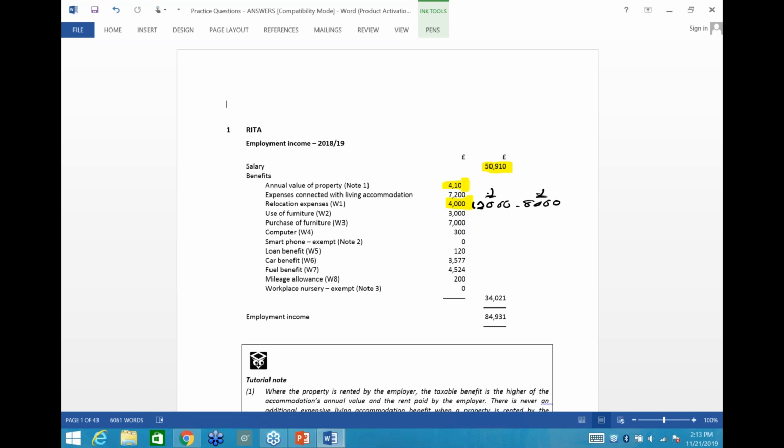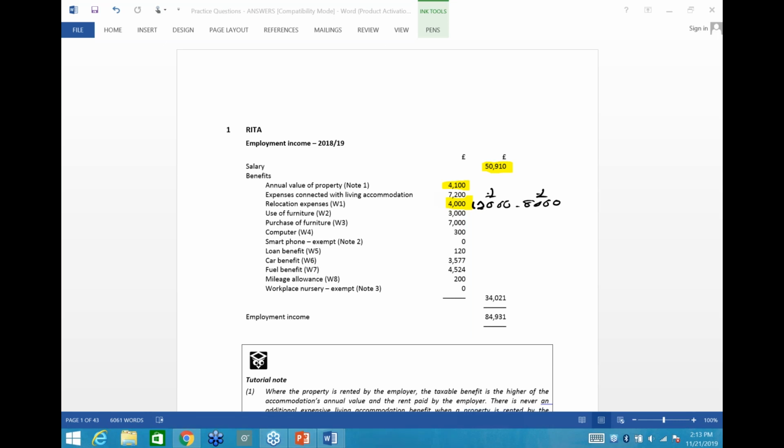So if accommodation is provided to an employee, first of all, check whether the house is owned by the employer or not. If the house is not owned by the employer, then there's nothing called expensive accommodation or additional charge. Then only the annual value of the property must be taken into consideration.